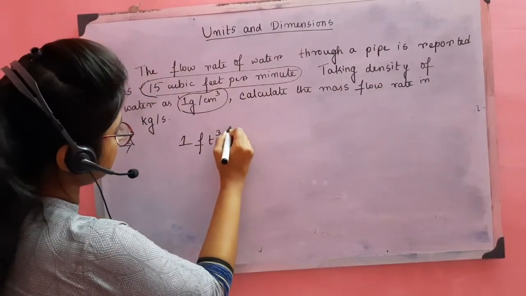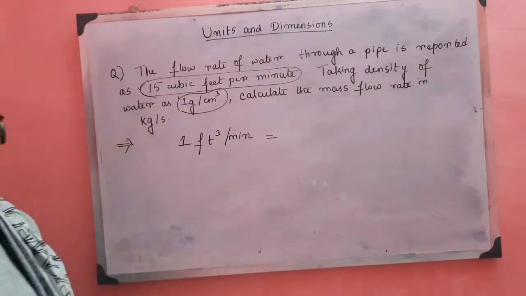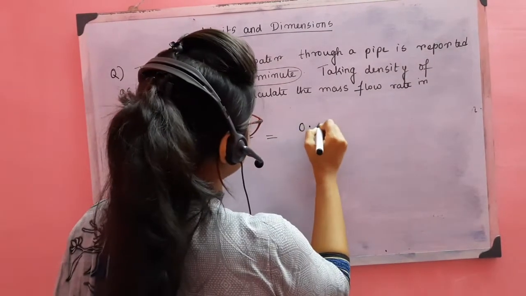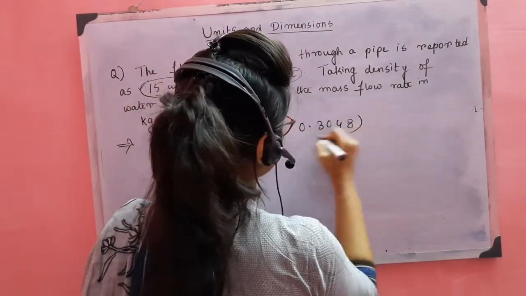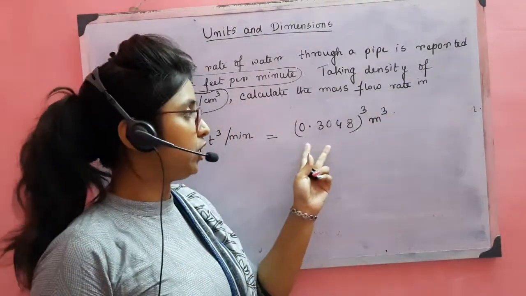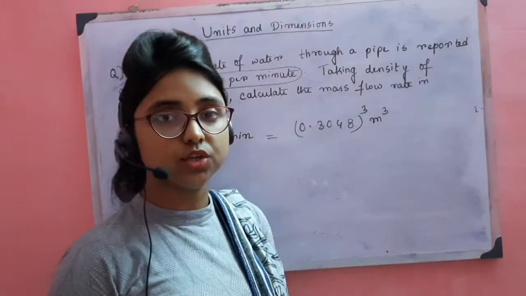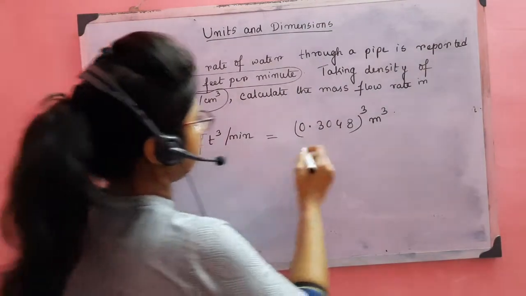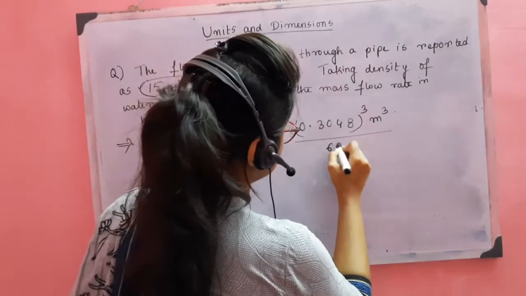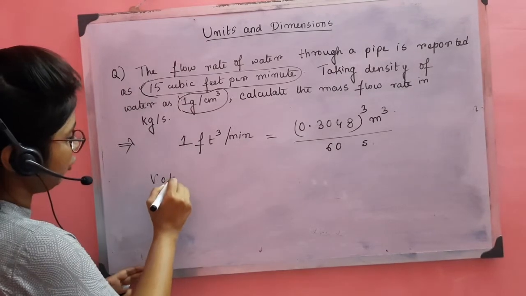1 feet cube per minute is equal to, for converting feet cube, the unit converter is 0.3048 meter. One feet is equal to 0.3048 meter, and so 1 cubic feet is equal to 0.3048 cubic meter. And for per minute, I need to change minute to second, which will be 60 seconds. This gives my volumetric flow rate.